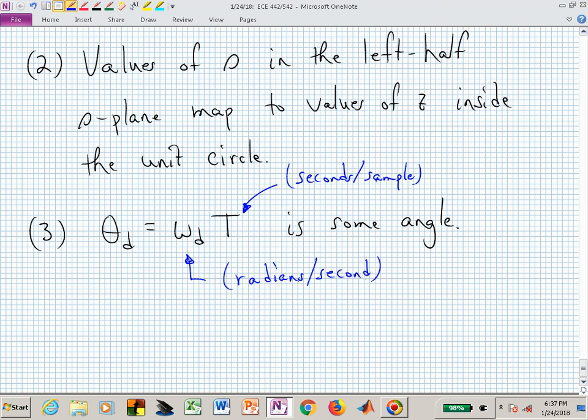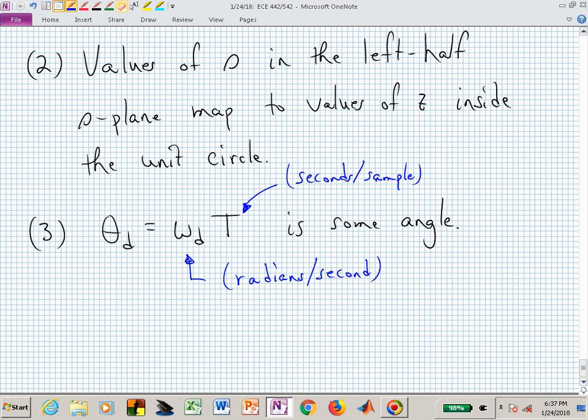I did say no, and I confused myself. So I should have said yes. Omega sub d is radians per second, right? That's the same units as omega sub n of radians per second.